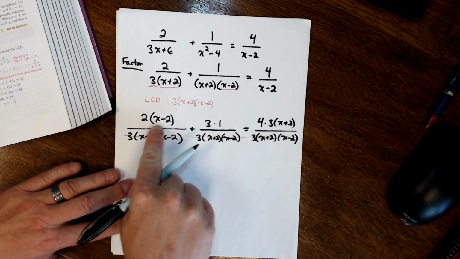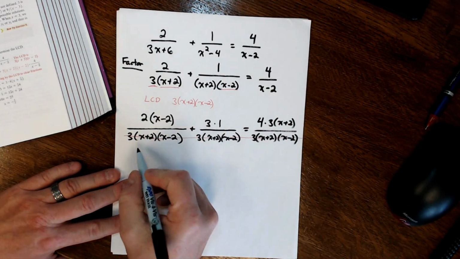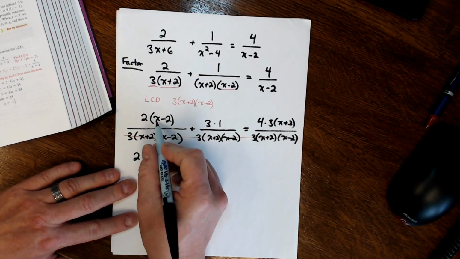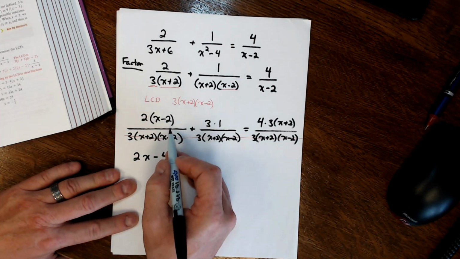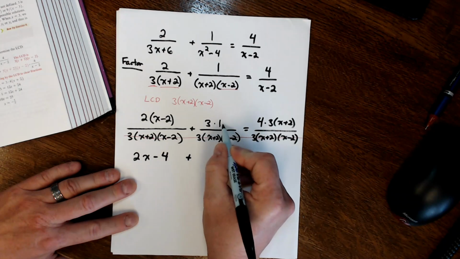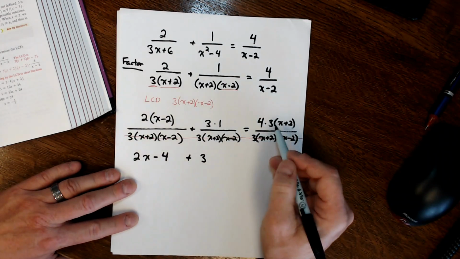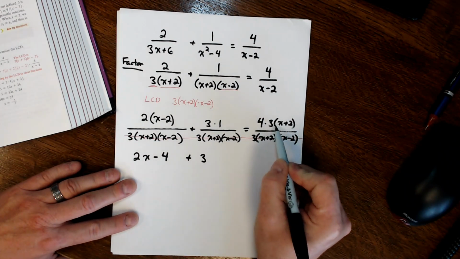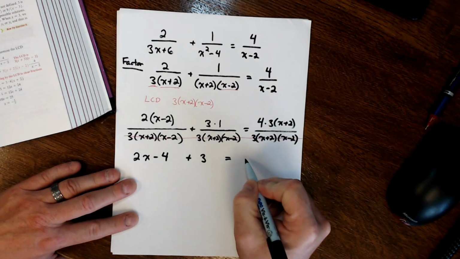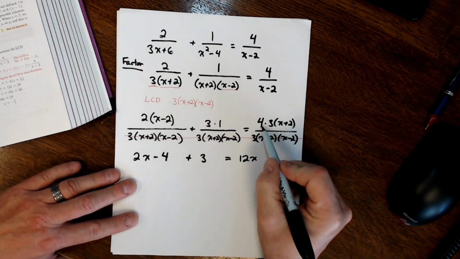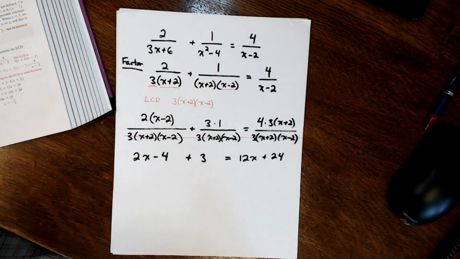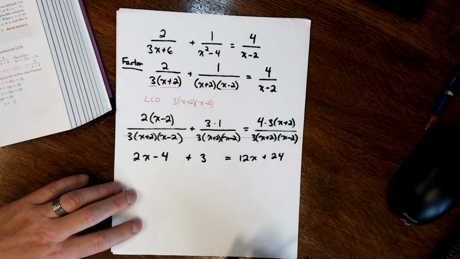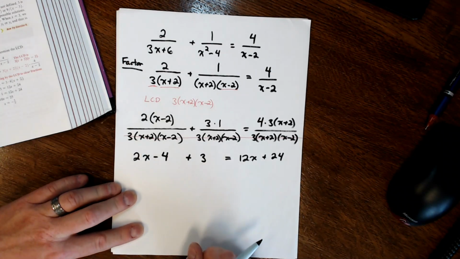Now I'm just going to solve my numerator, which is going to be 2 times x minus 4, distributing up here, plus 3 times 1, which is 3. And then I'm going to have 4 times 3 times x, which is going to be 12x. And I'm going to have 4 times 3 times 2, which is 24. Great. Now I'm just going to solve this linear equation.